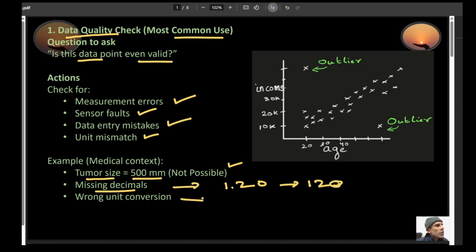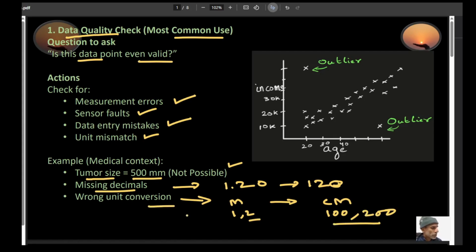Also, wrong unit conversion is another example. Let's say you're dealing with meters, and now you have converted meters into centimeters. Somebody may have made a mistake. Everything in meters was like 1 meter or 2 meters, and now you convert this into centimeters. This is going to become 100 centimeters, 200 centimeters. So your numbers go from 1, 2 to 100, 200. This is an example of wrong unit conversion.